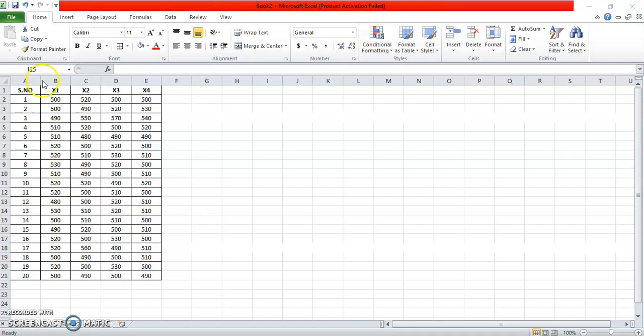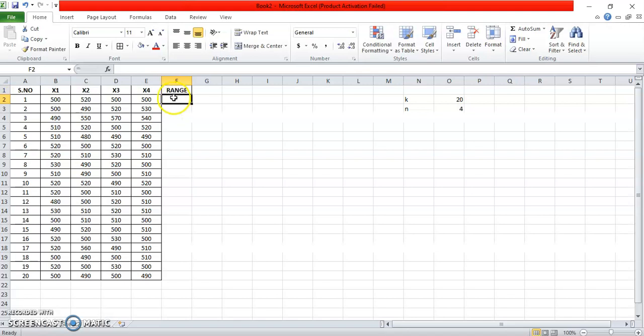So for that purpose, here I have taken a total sample of 20 with 4 observations. So I'll just write down here the values for K. K is your total sample and N is the total number of observations. So now moving ahead, the first thing that we need to find here is the range value.